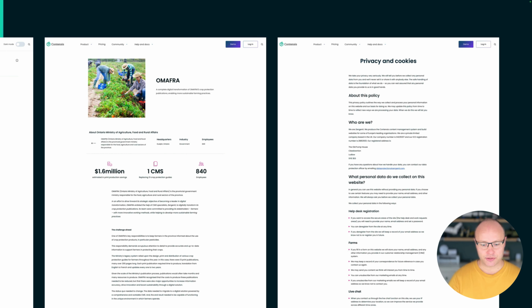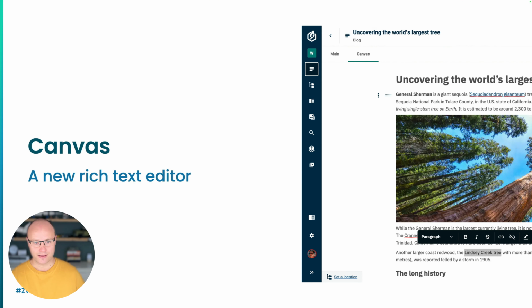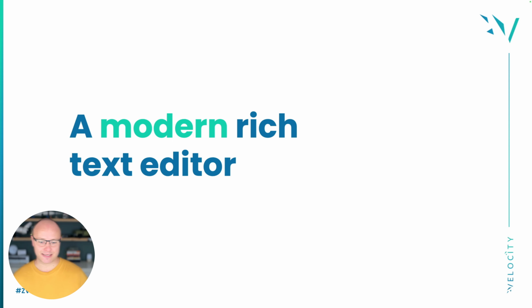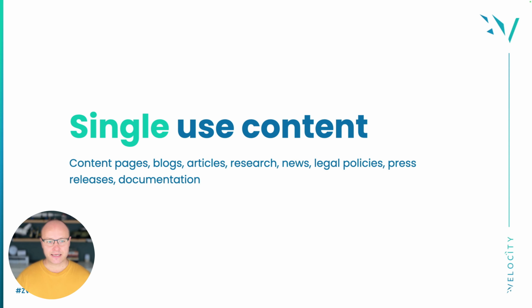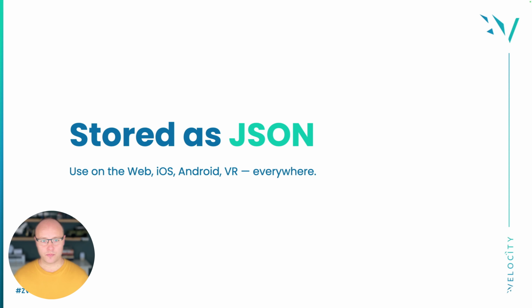And today we want to introduce Canvas. Canvas is a modern, rich text editor specifically for creating long-form content. Single-use content, like I've already mentioned, things like content pages or news articles or research or press releases. It's modern and new because we're storing this content as JSON, so that content can be available everywhere. No longer are we storing that content directly as HTML or as Markdown, but in an industry standard format of JSON that can be transferred anywhere and everywhere.